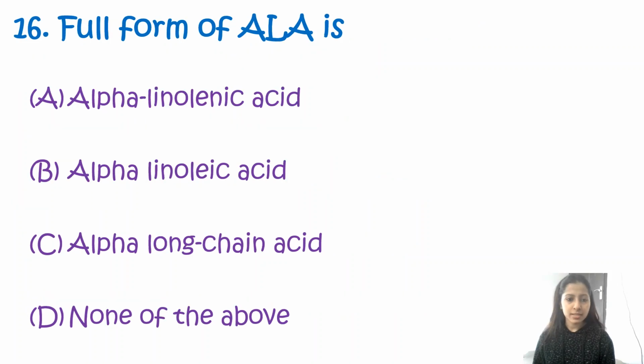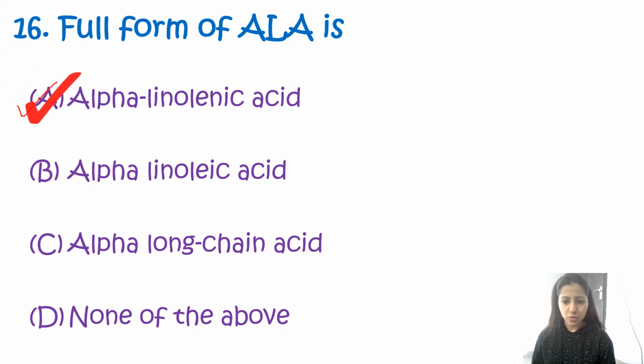Question number 16. Full form of ALA. Option A, alpha linolenic acid, option B, alpha linoleic acid, option C, alpha long chain acid, or none of the options. So ALA actually stands for alpha linolenic acid, that is option number A. So what is alpha linolenic acid? It is an omega 3 fatty acid that is found in plant-based food products such as flax seeds or chia seeds. So these are rich in omega 3 fatty acids. That is alpha linolenic acid, ALA.